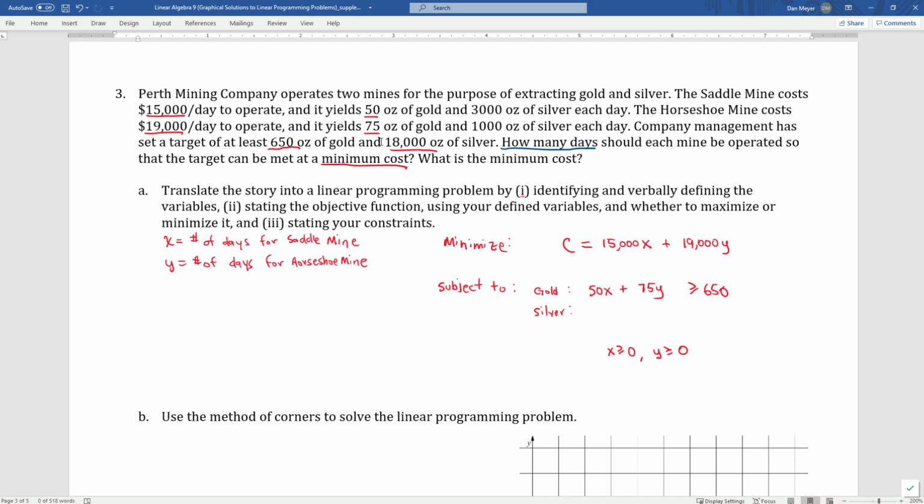And the silver inequality is very similar. We have to get at least 18,000 ounces of silver. Saddle mine gets 3,000 ounces a day. So we've got 3,000X is the amount of silver that saddle mine will get if it operates for X days. And for horseshoe mine, it's 1,000 a day. So horseshoe mine will extract 1,000Y ounces of silver over Y days.